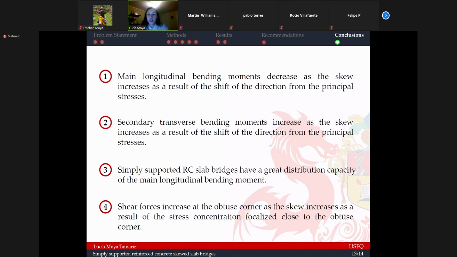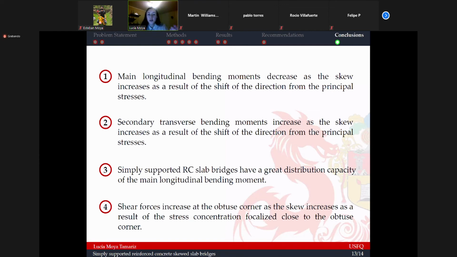And finally, I will conclude with the main takeaways from this project. So the first one would be that main longitudinal bending moments decrease as the skew increases, and secondary transverse bending moments increase as the skew increases, and this is a result of the shift of the direction from the principal stresses.